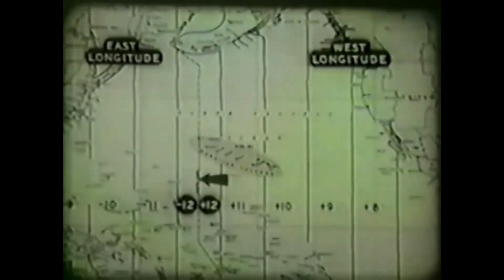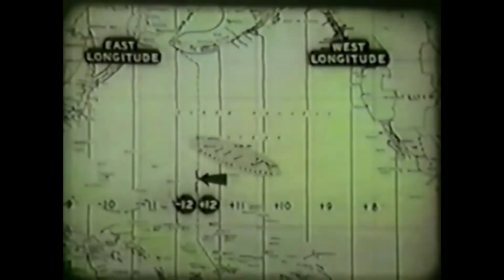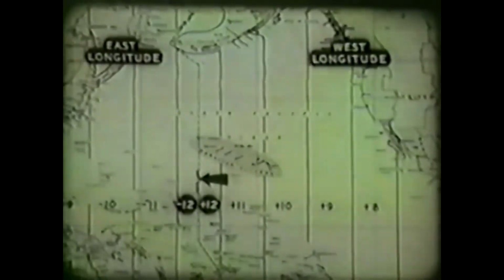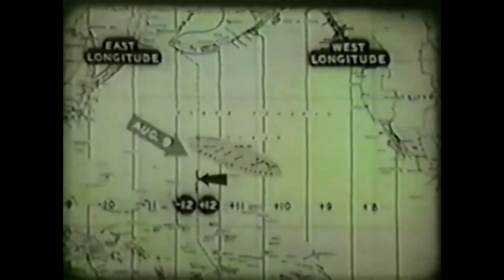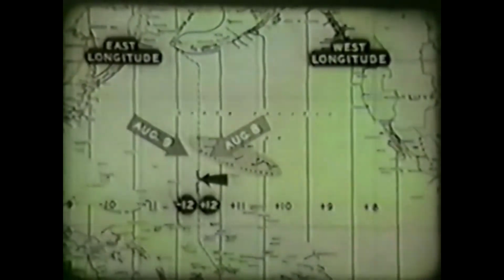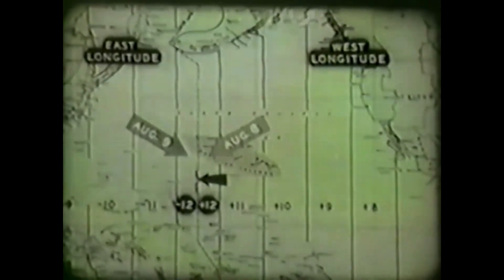Thus we see that while the time of day here at 176 degrees east and at 176 degrees west are both 0300, the date here is August 8th, while here it is August 9th. This is always the situation adjacent to the international date line. West of the date line in zone minus 12, the date is 1 day later than it is east of the date line in zone plus 12.